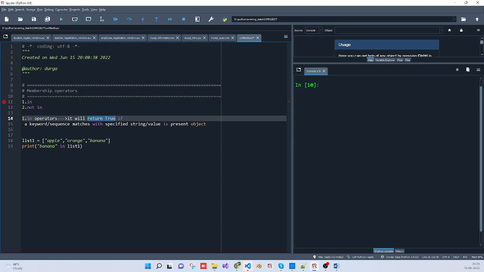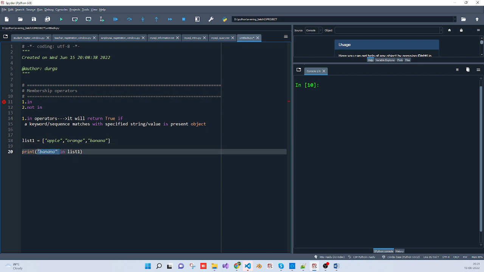It will return true if the keyword or sequence matches with the specified object. Inside that, if it is matching with a string or value, then it will show true. So what I am doing here, I am taking one list, and inside that list I am taking banana. Is banana there in the list or not?